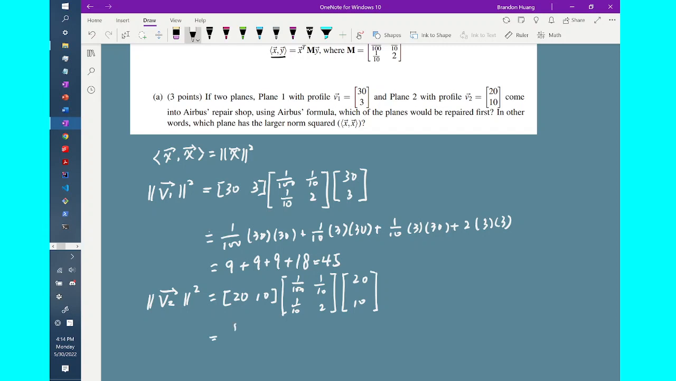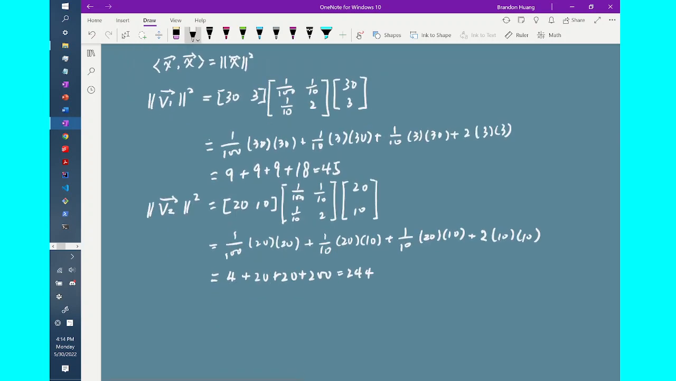And know that this is equal to 100 times 20 times 20. Again, this is just some algebraic step, and you can reach here by doing regular matrix multiplication as well. And last I have plus 2 times 10 times 10. So this gives us a value that's something like 4 plus 20 plus 20 plus 200, which is 244. And since the second profile's norm squared is larger than the first profile's norm squared, plane 2 should be fixed first, because it has a larger priority.